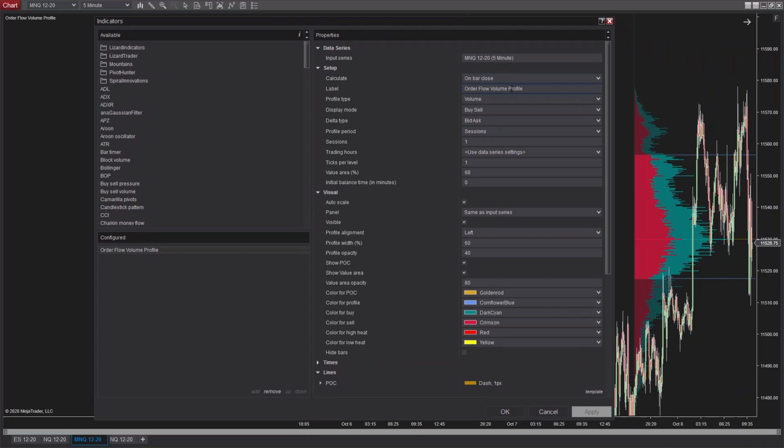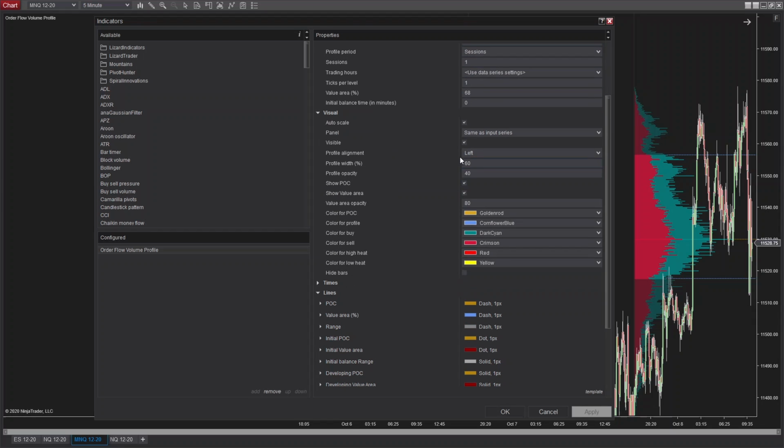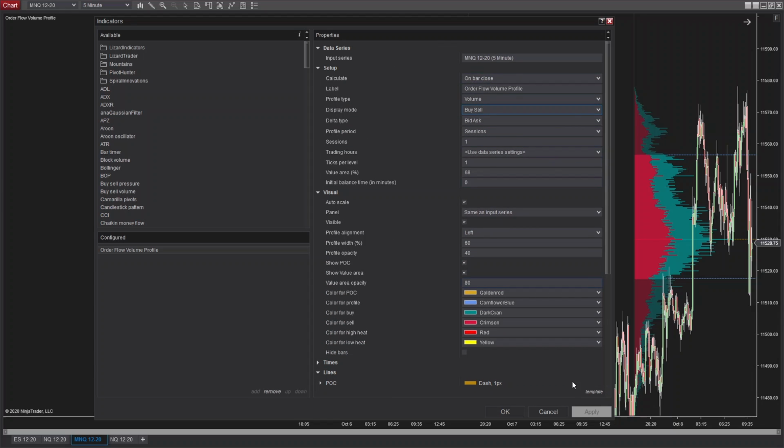So this is label order flow volume profile. Profile type is volume. Display mode is buy and sell. So this is actually showing the buy and sell orders, and the deltas using the bid and the ask. One session. Everything else is default. Show value area, show point of control. Okay, so you guys should be able to do this pretty easily, but it'll be on the recording.